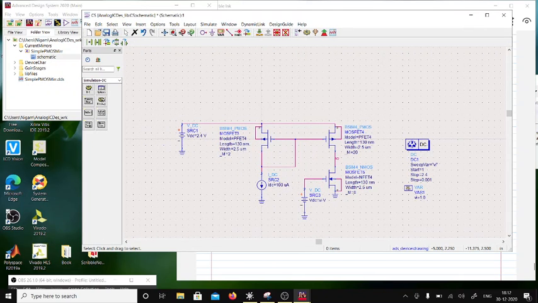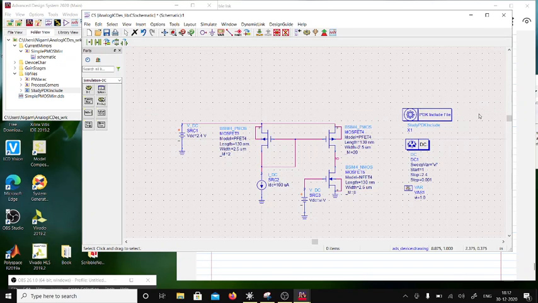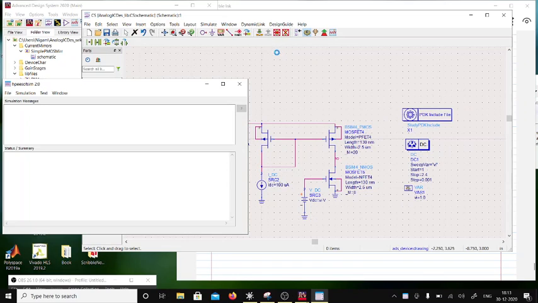One more thing I need is the include file. That's my include file here. This circuit is a common source amplifier. Let me simulate it. I think everything looks okay. So I'm plotting the static characteristics of this amplifier.